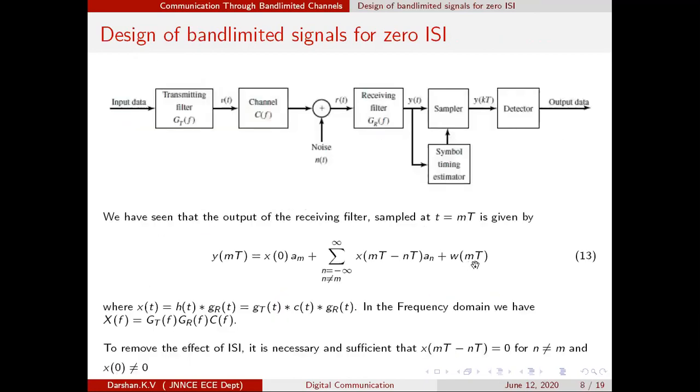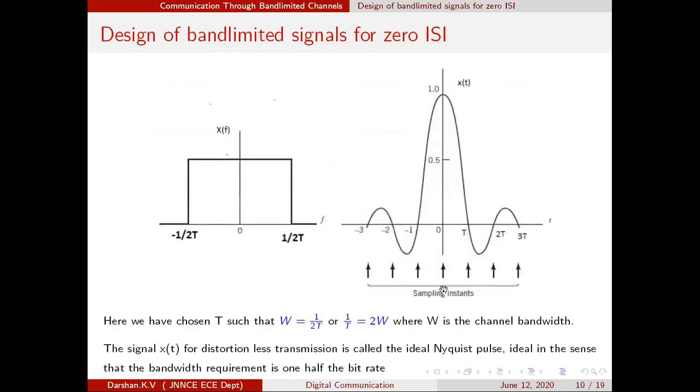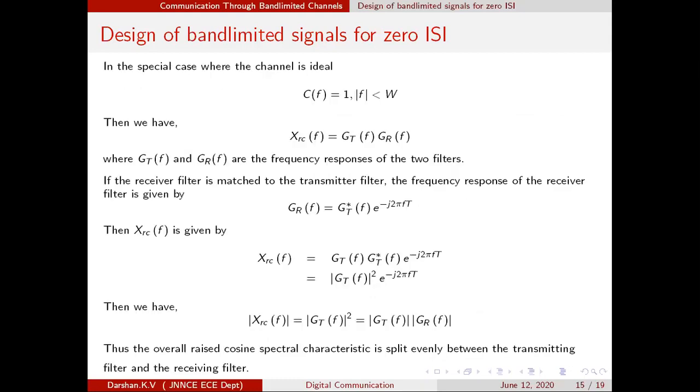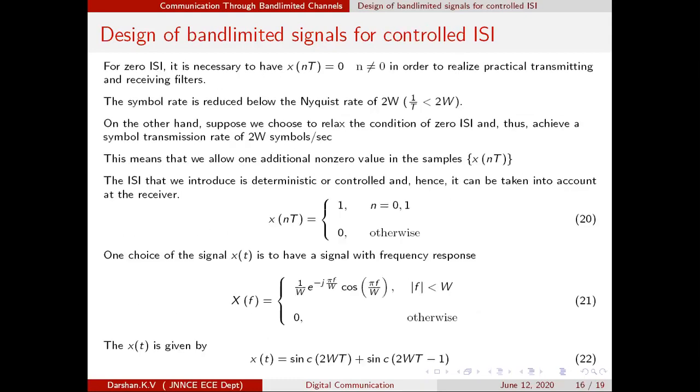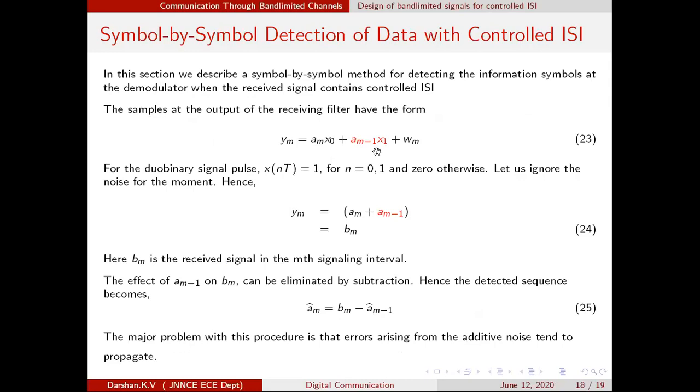I am using this because this is the actual equation. And I am using this equation 20 also. Using all those things, I am writing this particular equation. So therefore we are getting one ISI component, or one unwanted component which you can treat as ISI. For the time being we will ignore this noise component.